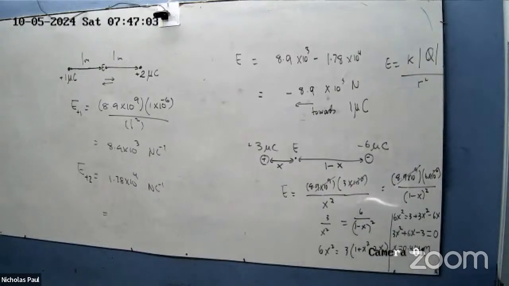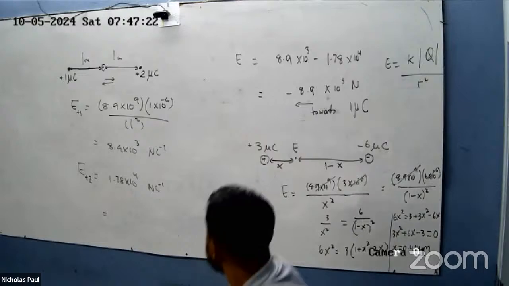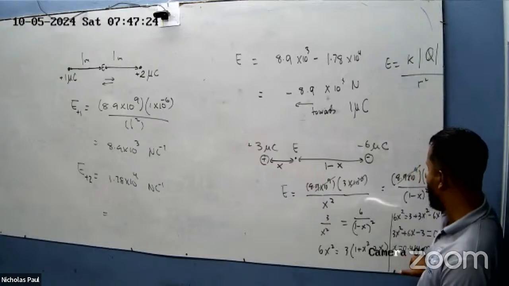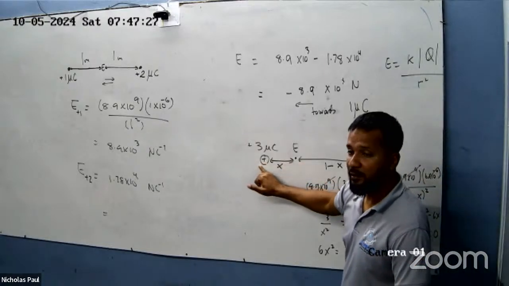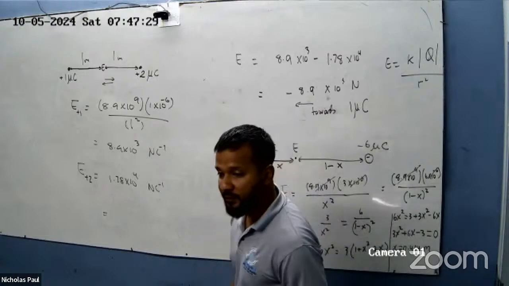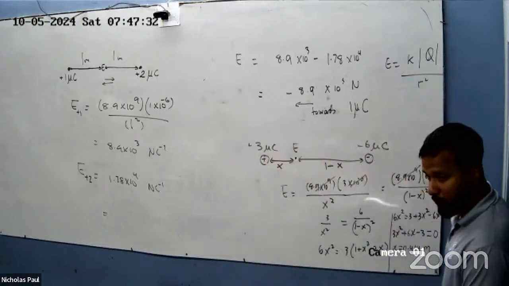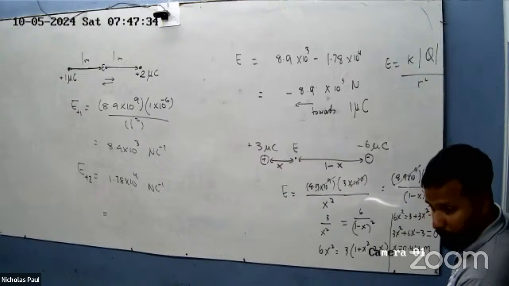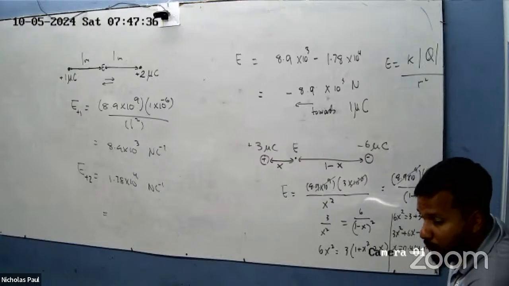Any questions online? Anthony? Pooja? Kavisha? So the answer is 0.414 from the 3 microcoulombs. Yeah, that's how we got that.